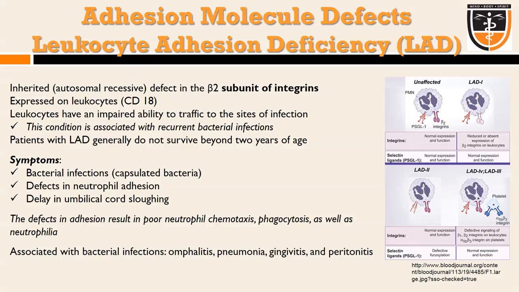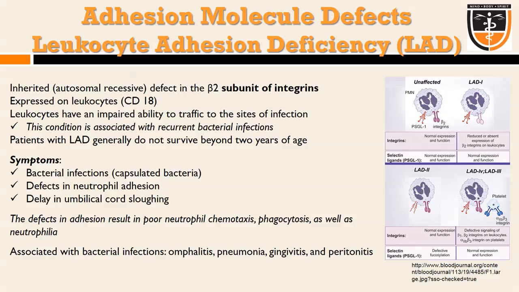So symptoms are bacterial infection. Specifically, it's encapsulated bacteria, because the cellular immune response is the one involved in destruction of bacteria that have a capsule. They will have defects in neutrophil adhesion, and they will have delay in their umbilical cord sloughing. So what does that mean? Their umbilical cord will stay longer. You know, they will not fall off. Because that's also an immune process that will result in the production of those belly buttons that tell us we're not from aliens, that we're born by mom. Okay? So you can check on everybody and say, okay, you're not an alien.